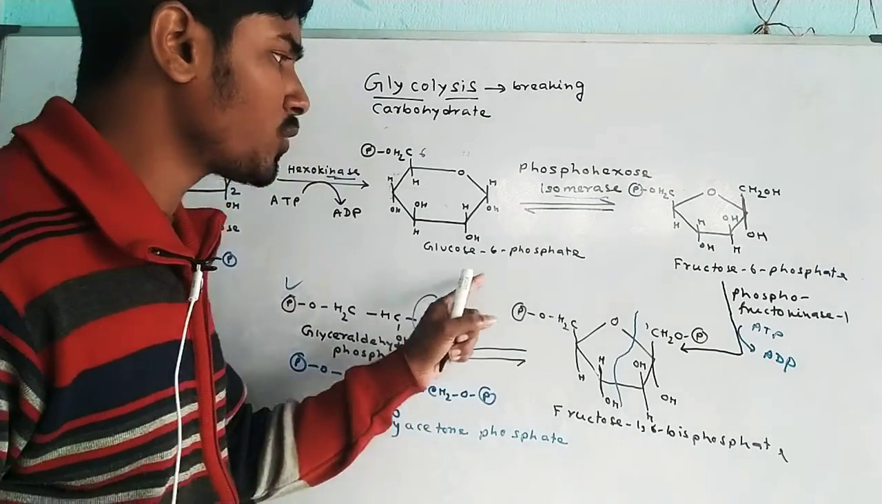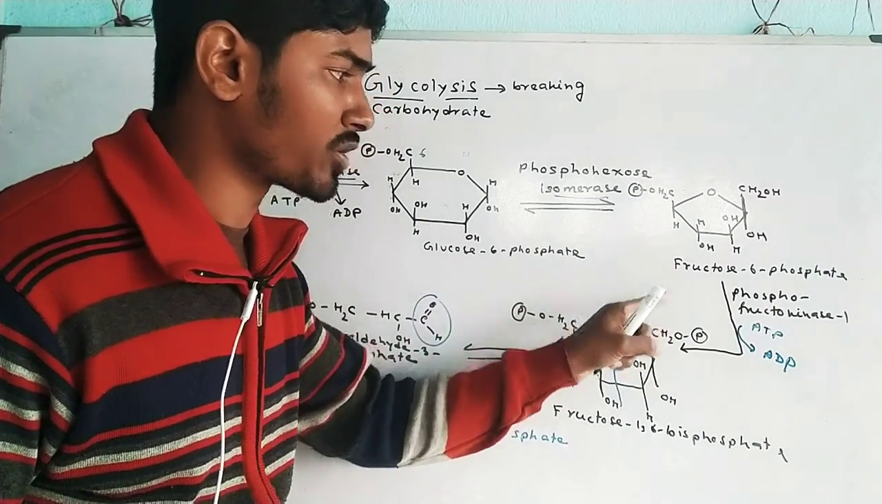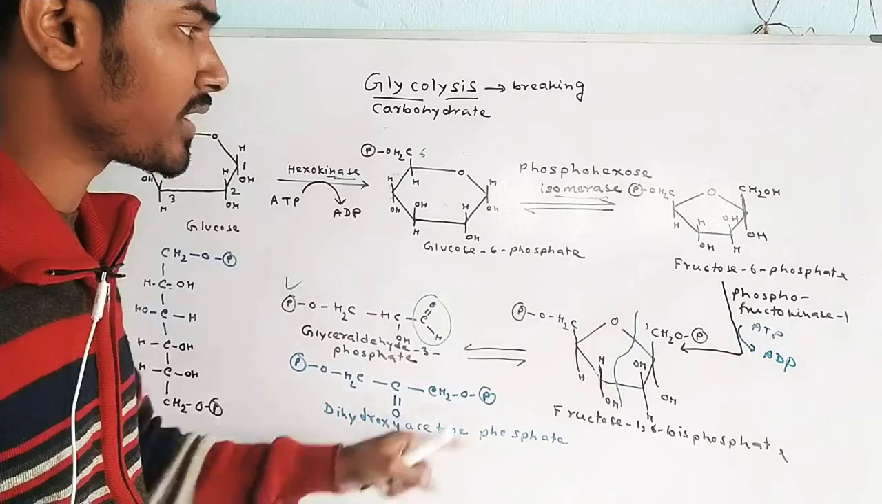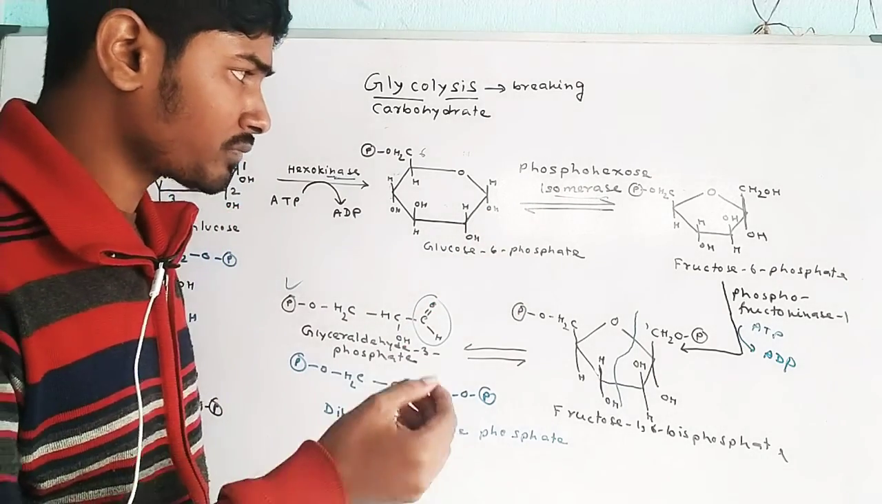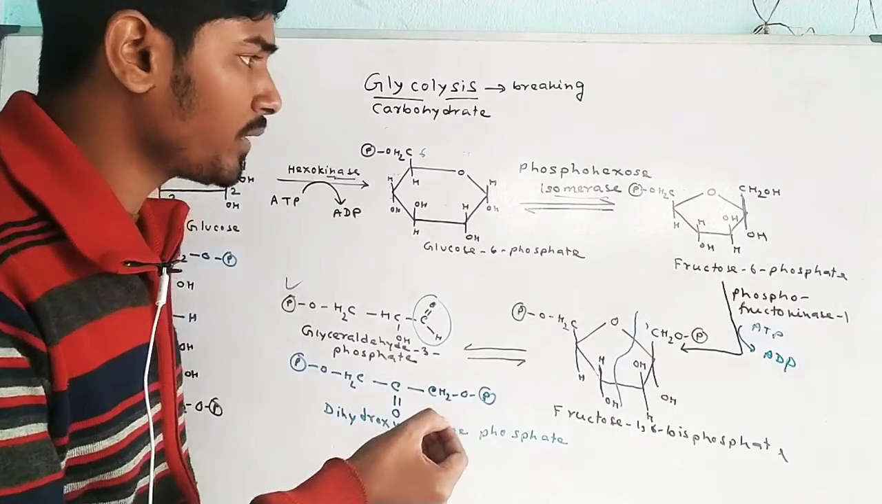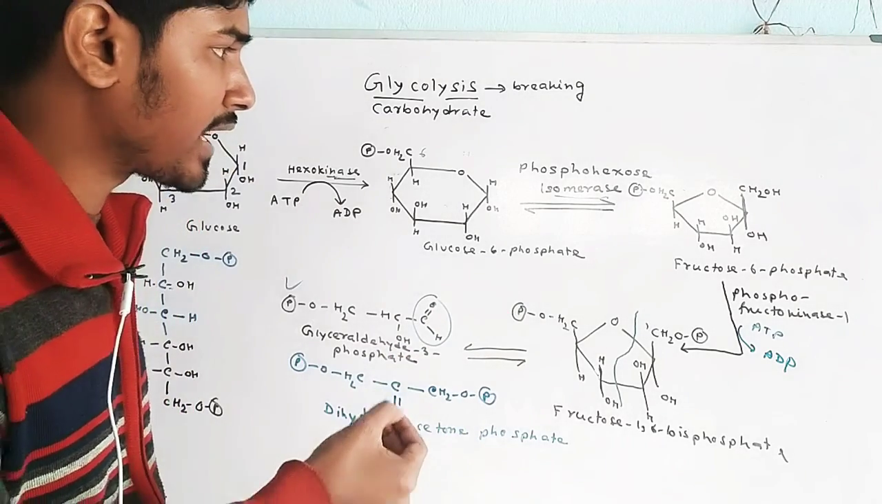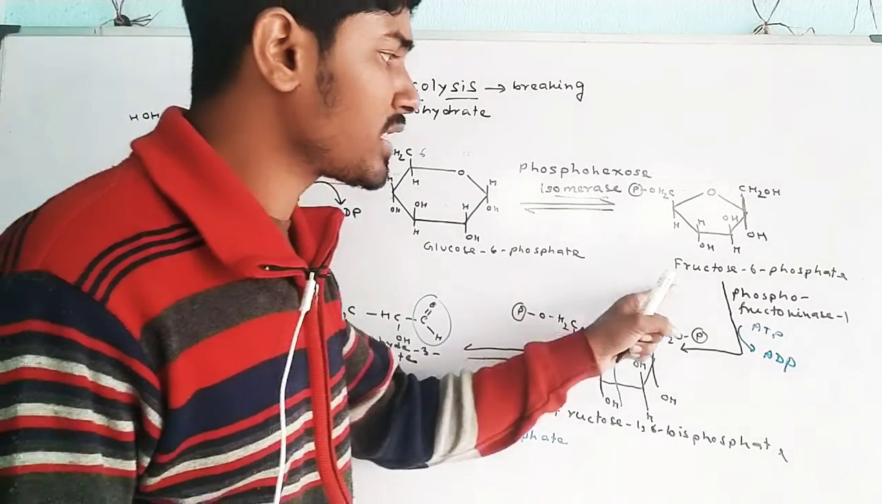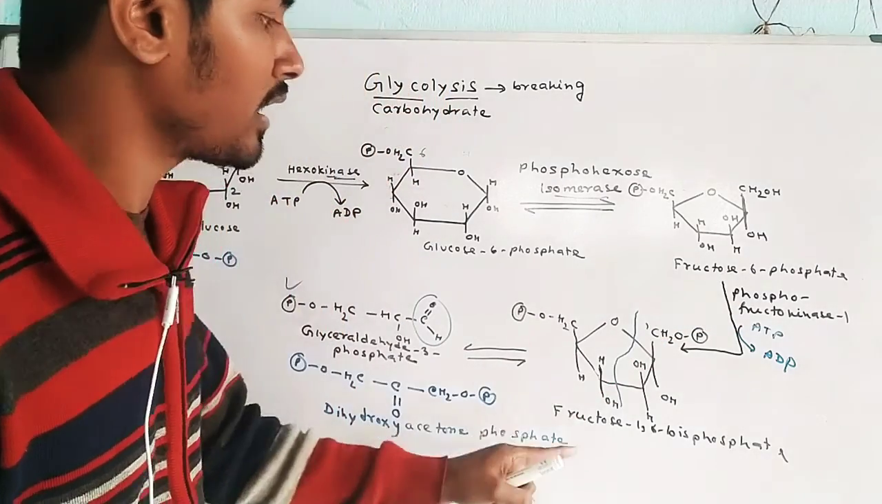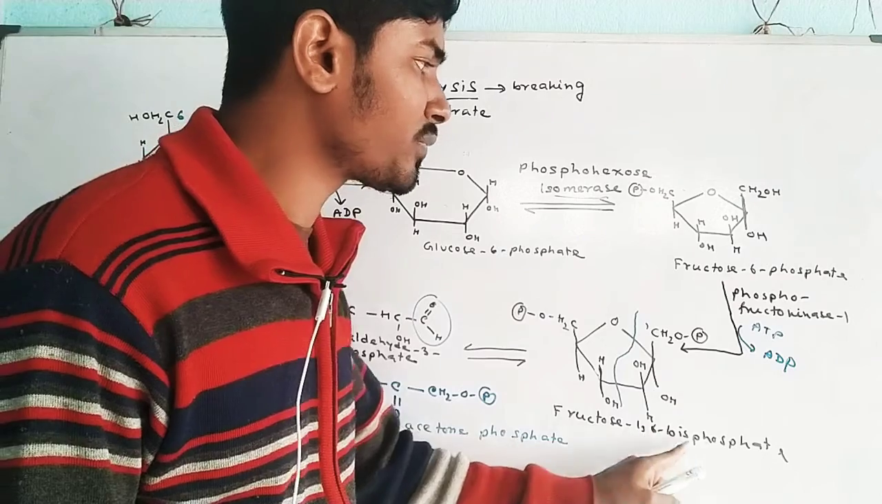After that, glucose 6-phosphate is converted to fructose 6-phosphate by the action of the enzyme phosphohexose isomerase. Okay, so as it is an isomerization, the enzyme is an isomerase. So fructose 6-phosphate is then converted to fructose 1,6-bisphosphate.